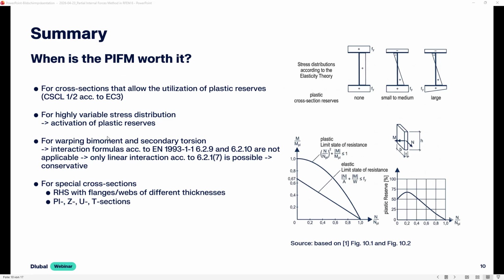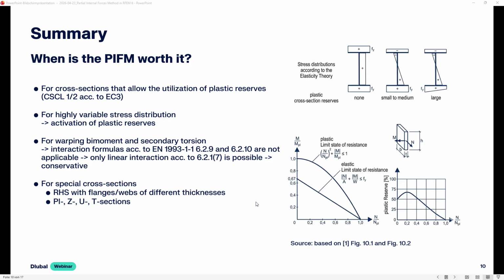And also for some special profiles like PI profiles, Z profiles, but also U and T sections, which are both really very common cross sections and often used ones. Also for these cross sections, the PIFM is definitely worth it, because here we are finally able to do the plastic design.